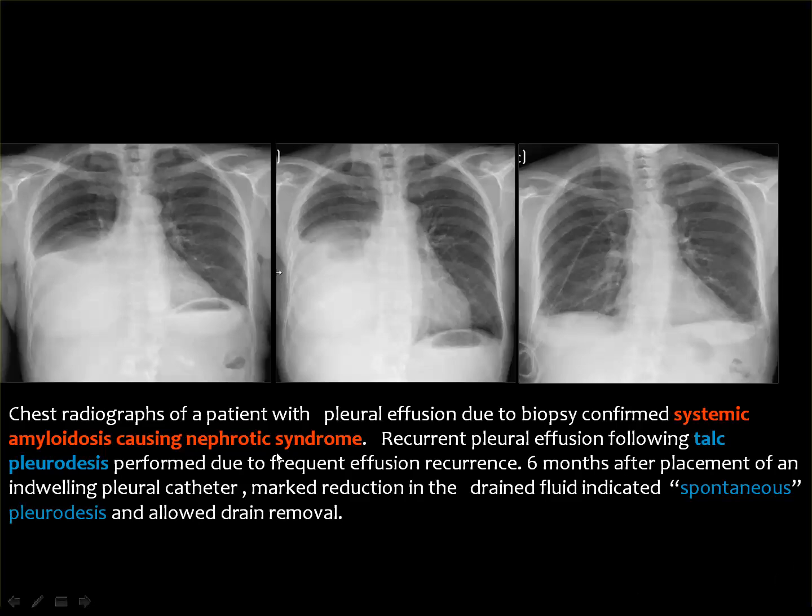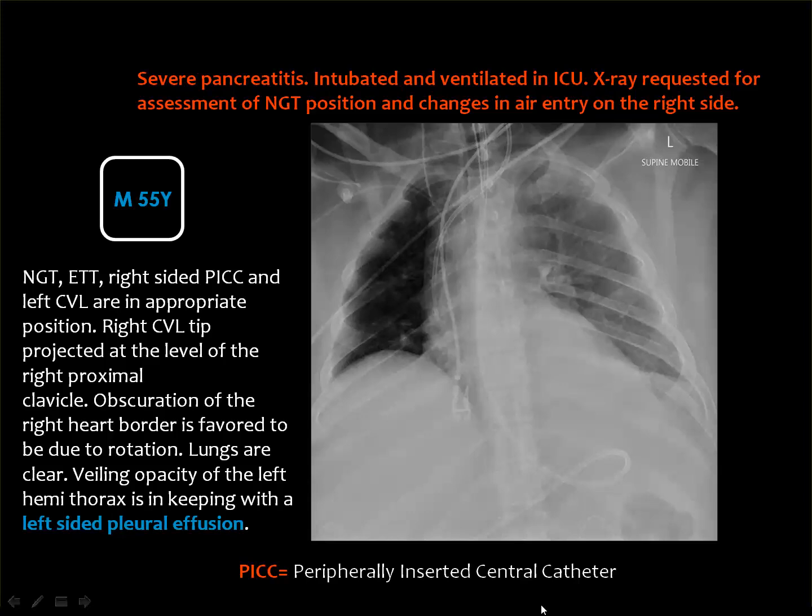This patient had nephrotic syndrome secondary to amyloidosis, and he developed recurrent right-sided pleural effusion, which necessitated treatment by talc pleurodesis. And after that, they inserted a catheter, and the catheter drained the effusion with no recurrence, which indicated that pleurodesis occurred spontaneously after the trial of talc pleurodesis.